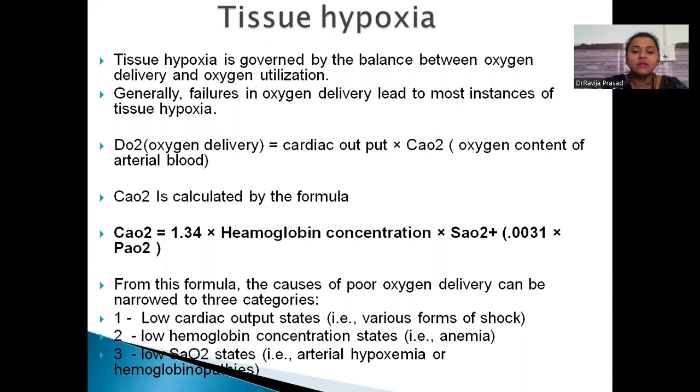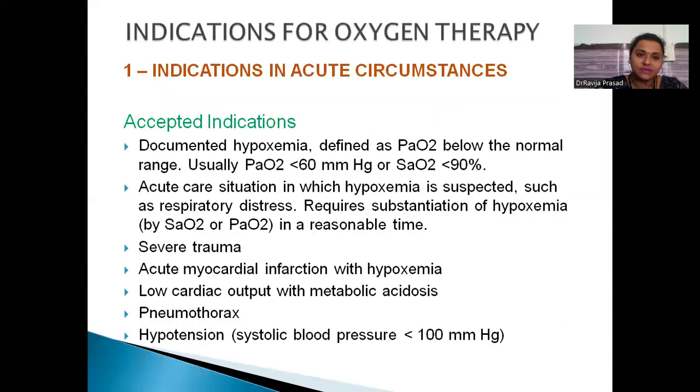From this formula, the causes of poor oxygen delivery can be narrowed to three categories. First category is low cardiac output state, for example, various forms of shock. Second, low hemoglobin concentration state, for example, anemia. Third, low SaO2 state, for example, arterial hypoxemia.